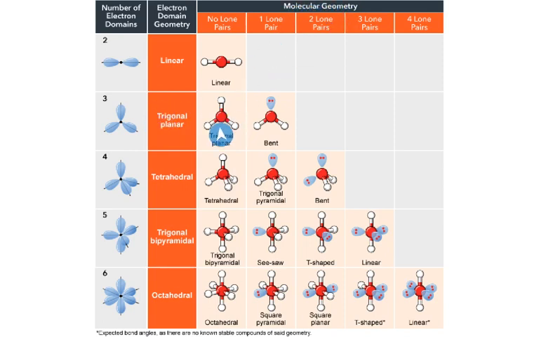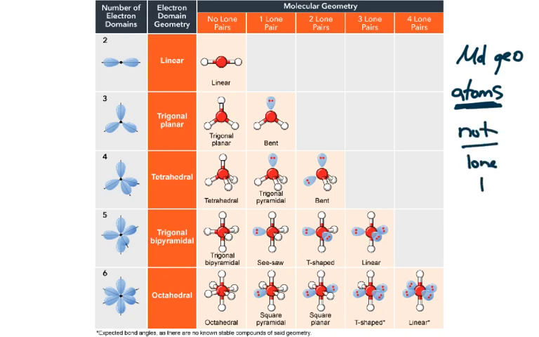So what this is telling us is for molecules that have an electron domain geometry that is trigonal planar, the molecular geometry could be either trigonal planar or bent, depending on whether there are lone pairs or not. So the thing about molecular geometry, and listen to me very carefully here, is that molecular geometry only depends on the position, bond angles of the atoms, not the lone pairs. Okay? We're only looking at the positioning of the atoms.